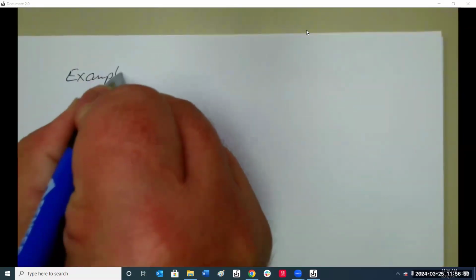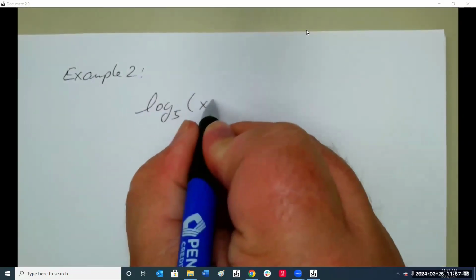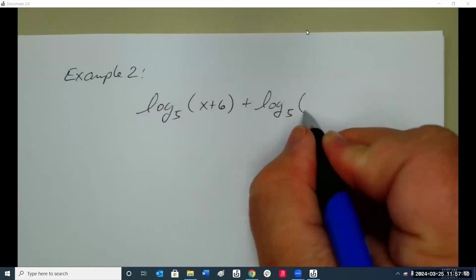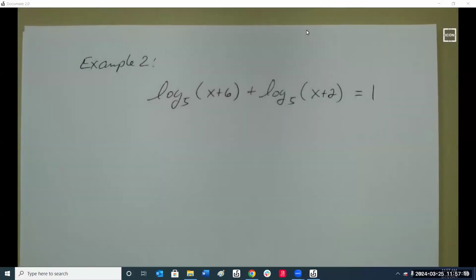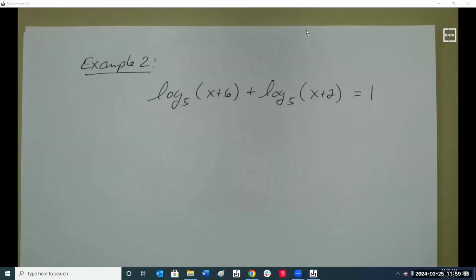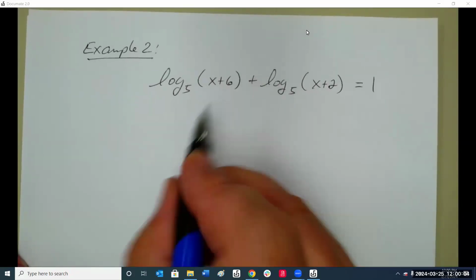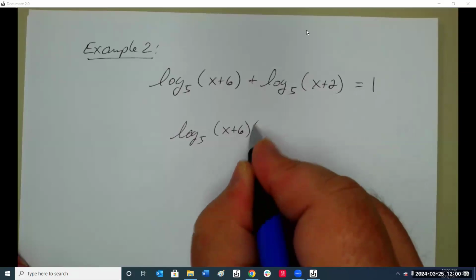This is example two. Log base 5 of x plus 6 plus log base 5 of x plus 2 equals 1. What property can we utilize here first? We have a plus of two logs, which means they multiply.